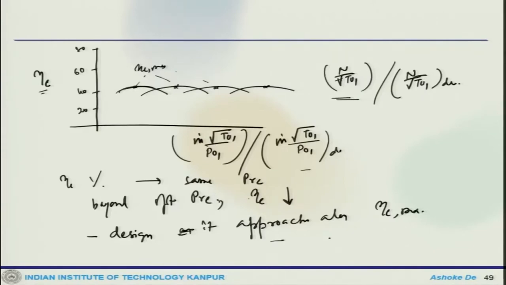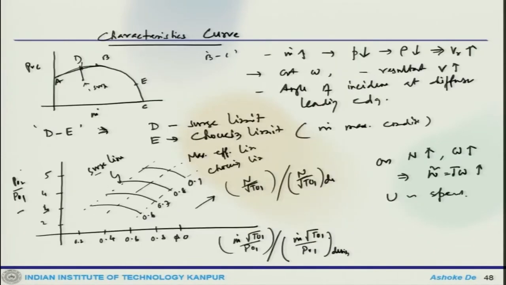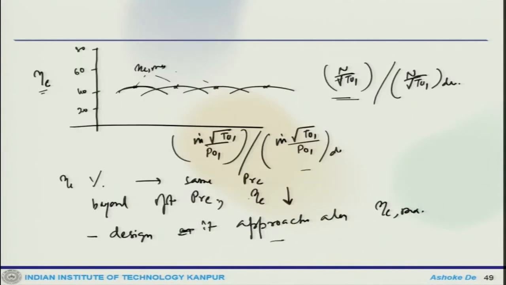If you recall, these are the two characteristic curves. One is the pressure rise versus non-dimensional mass flow rate, and the other one is the efficiency versus non-dimensional mass flow rate. These are the performance characteristic curves, and this is what we have done. Now we will move to the axial compressor.